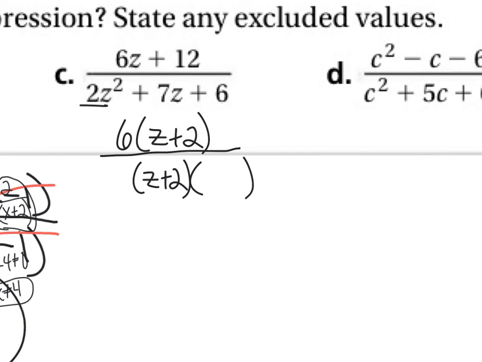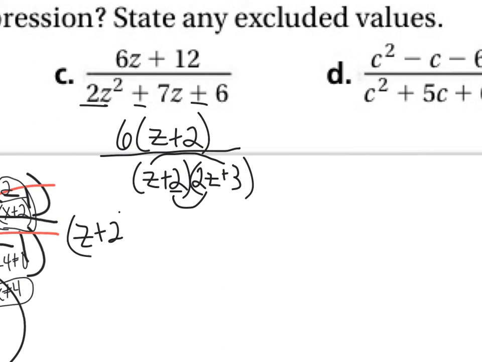So to get the 2z squared at the beginning, we know our other factor, we'd have to have a 2z. Everything's positive, so our sign has to be positive here. And 2 times 3 would give us 6. Now let's check our middle term and make sure that that works. We got 3z plus 4z. That's 7z, so that works.